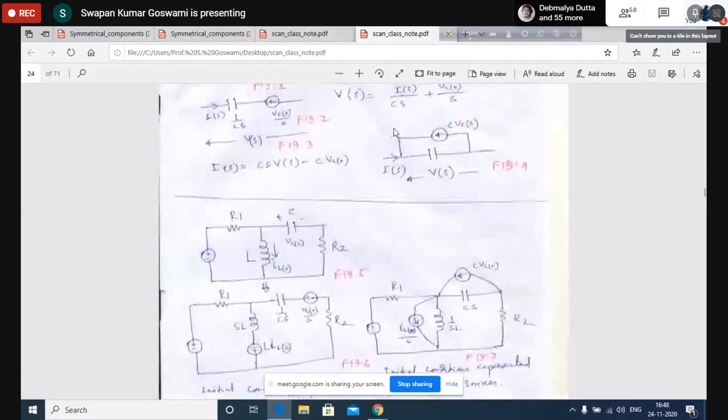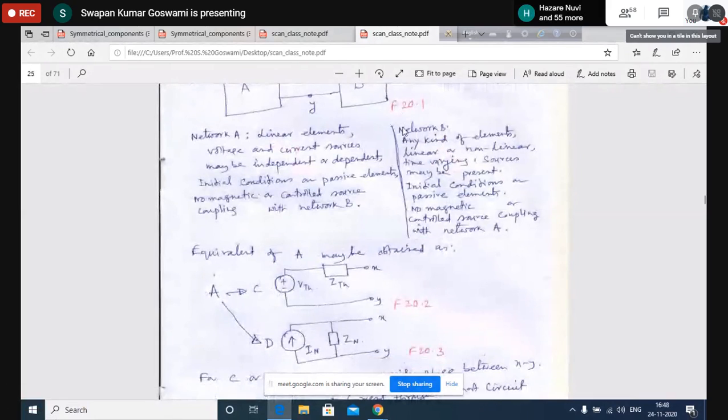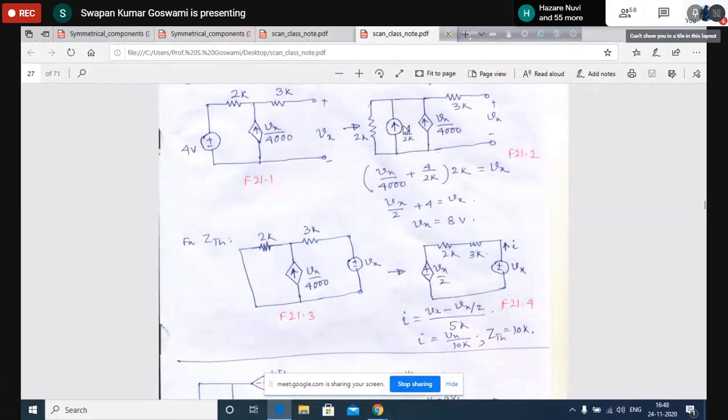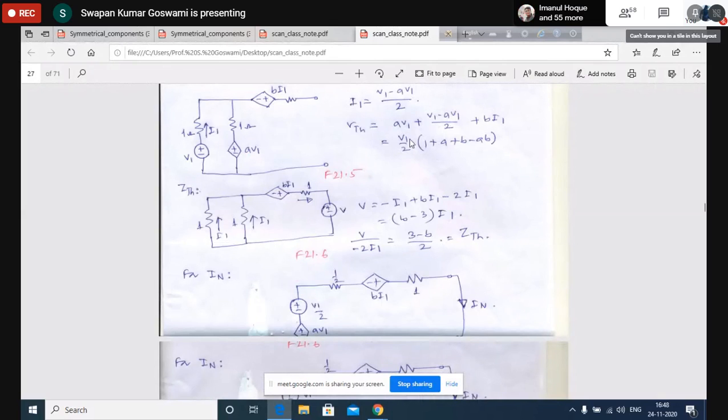Now come here, you tell me whether in this example it is clear to all of you. This is the explanation of figure 21.5 and the calculation of Thevenin voltage. Is it clear to all of you? Yes sir. Okay, then the next step is to find out the Thevenin impedance.